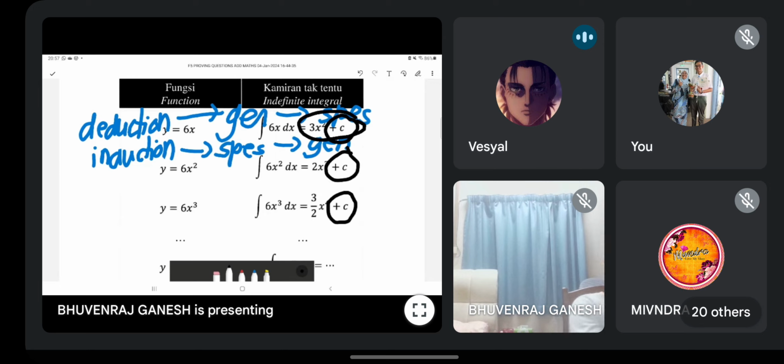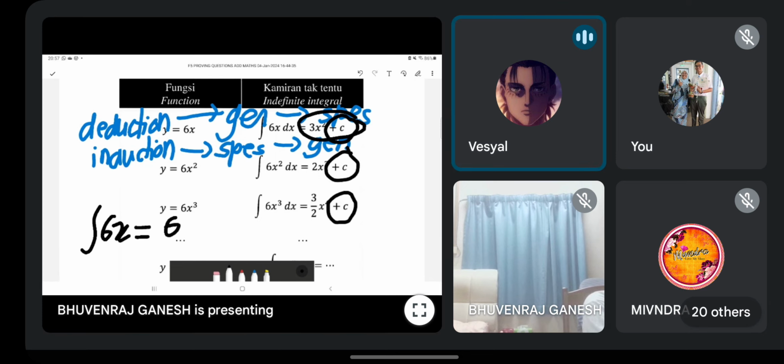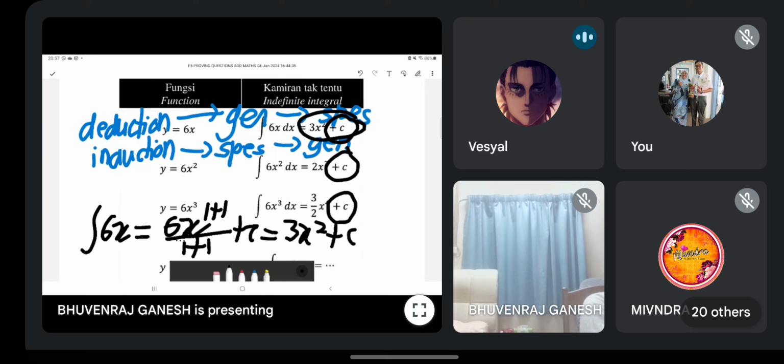Buan, can you show the working out? So by using the normal integration method, you'll be getting integral 6x equals to 3x squared. And that is for our first function, which is y equals to 6x. We'll repeat the same process for the next function.